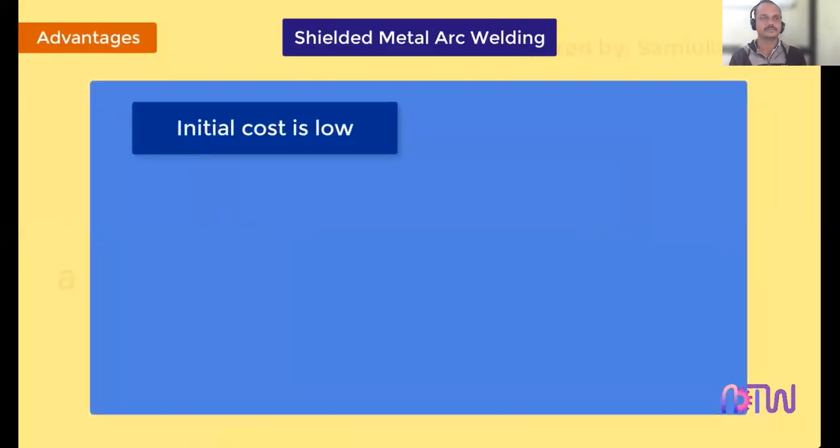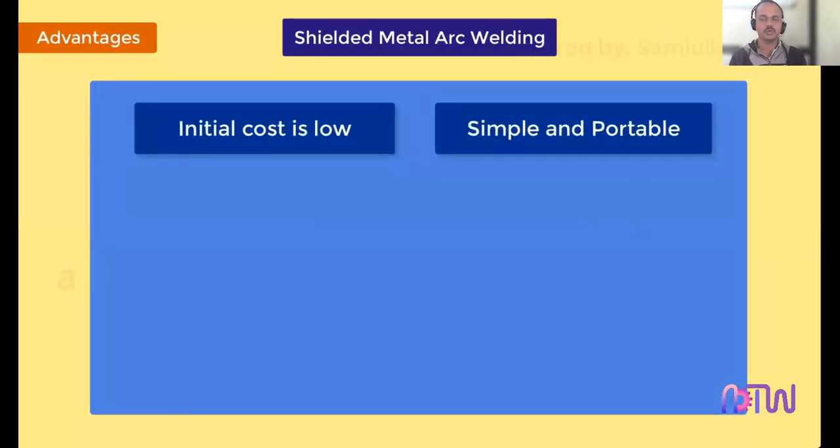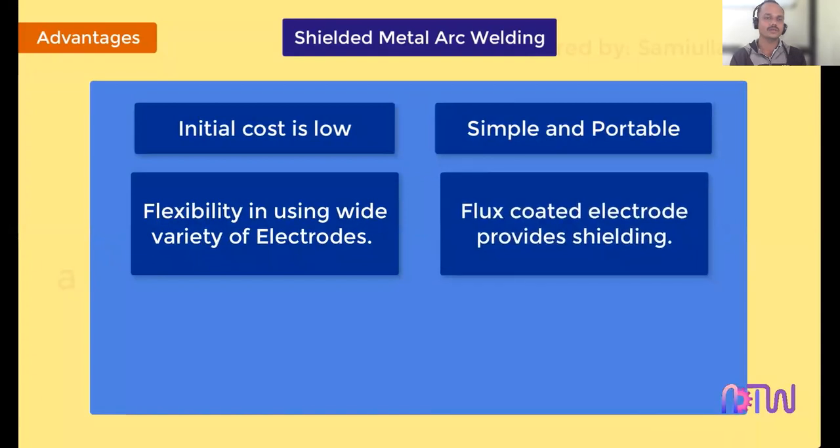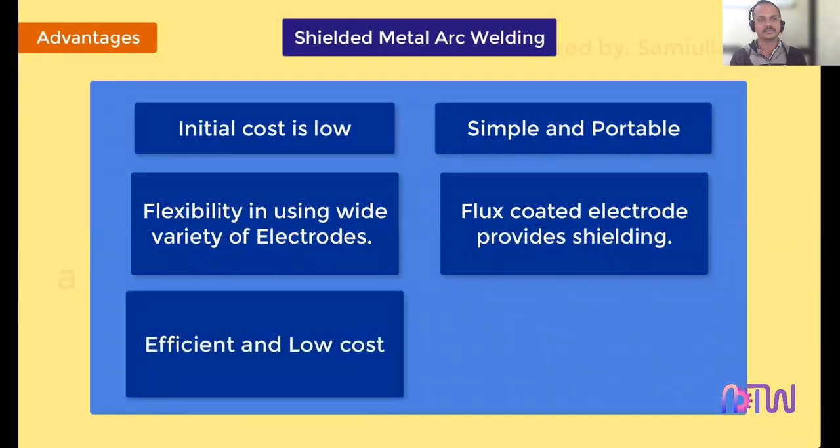The initial cost is low. The welding equipment is simple and portable. The process is simple and portable, with flexibility in using a wide variety of electrodes. Electrode coating provides shielding, hence no need for heavy gas cylinders or shielding gaskets. It is an efficient and low-cost way of joining metals.